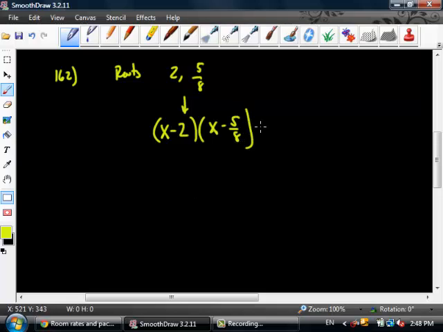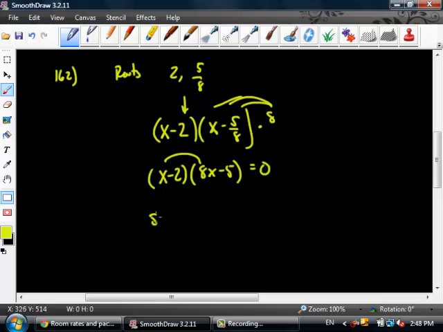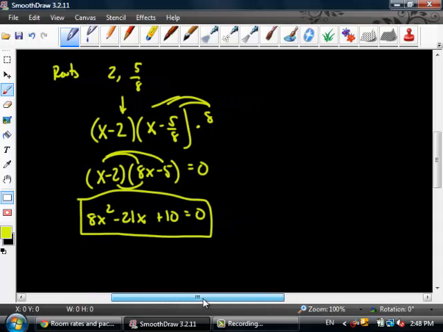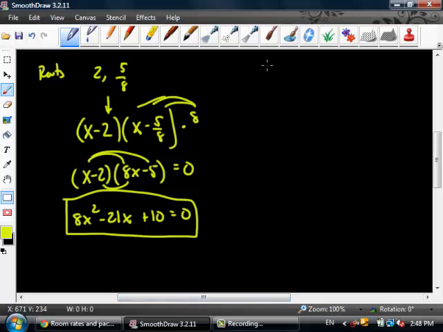From here, I'm going to get rid of this fraction by multiplying by 8. So what I really have is x minus 2 times 8x minus 5 equals 0. Go ahead and FOIL that out. That's 8x squared minus 5 minus 16 is minus 21x plus 10 equals 0. And you're done. Is that pretty easy? I think it's pretty simple.